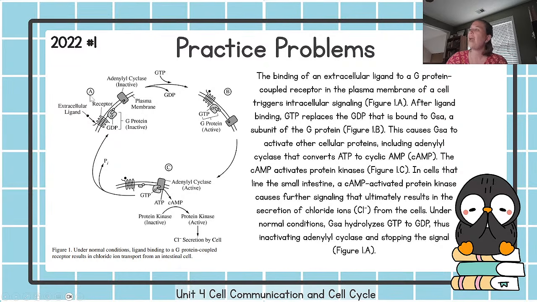Okay, A. After the ligand binds, the GTP is replacing the GDP that's bound to this G-s-alpha. You see the G-s-alpha right there, a subunit of the G protein. This causes G-s-alpha to activate other cellular proteins, including your adenylyl cyclase that you see right here. That then activates your protein kinase. In the cells that line the small intestines, this pathway is going to release chloride ions from the cell. Under normal conditions, the G-s-alpha hydrolyzes the GTP to GDP, thus inactivating the adenylyl cyclase, which then stops the signal. So to give you a lot of information, all of this verbal corresponds to this diagram, and you can kind of see where each of those components are.